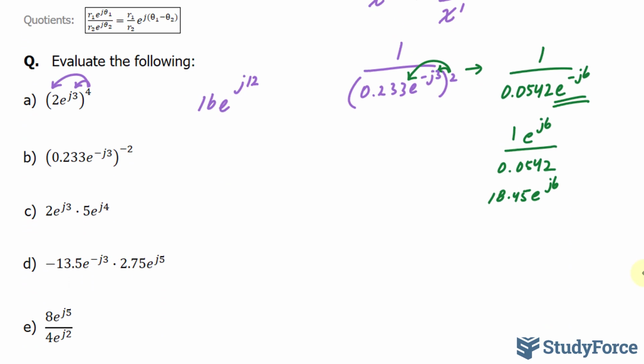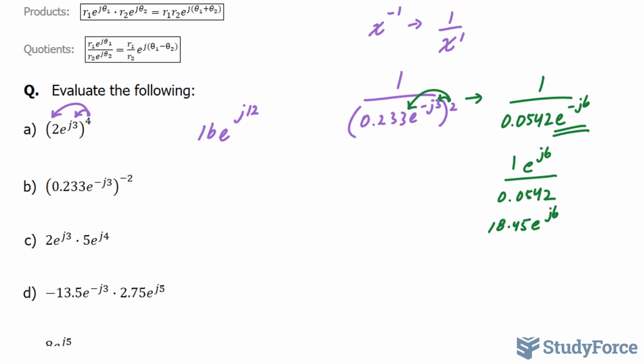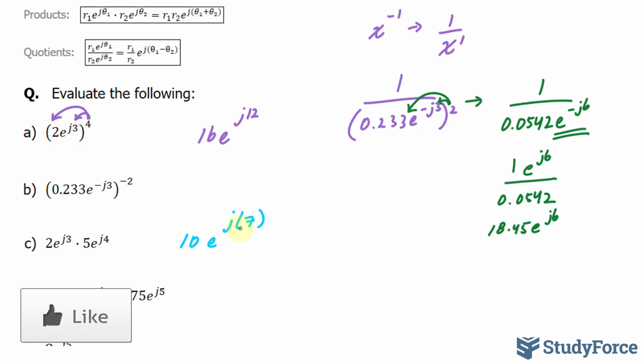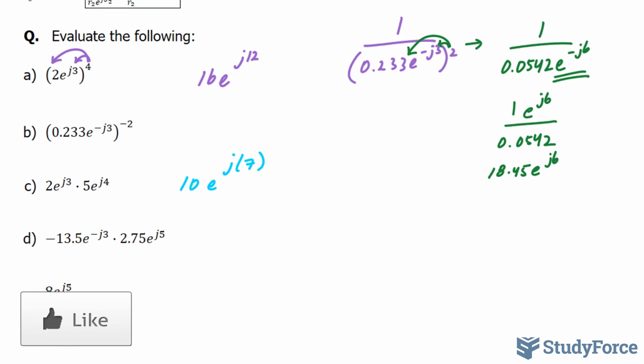In questions C and D, we deal with multiplication. And in this case, what we do is we multiply the radius, 2 and 5. This gives us 10. And if you follow this formula, we have to add 3 and 4 together. So we end up with e to the power of j7. 3 plus 4 is 7. Let's do the next one.